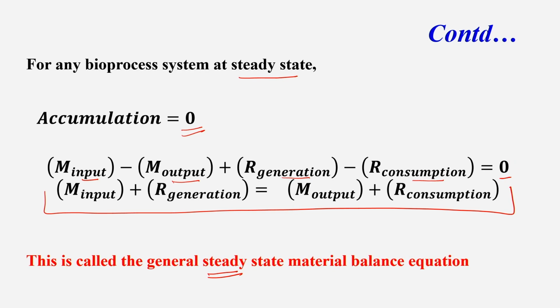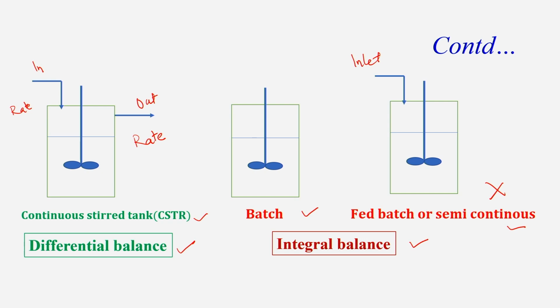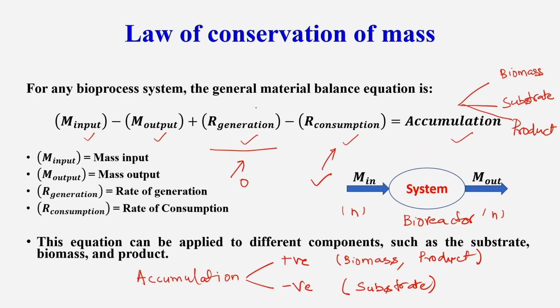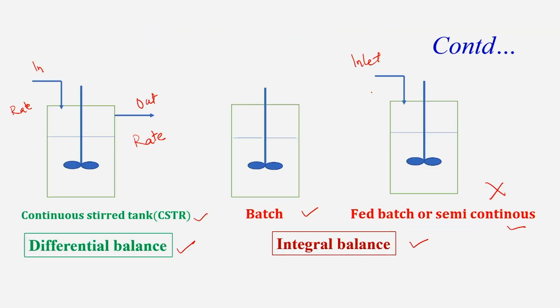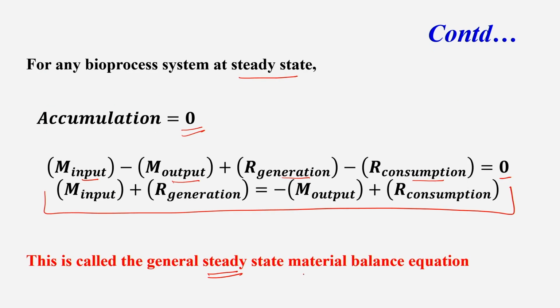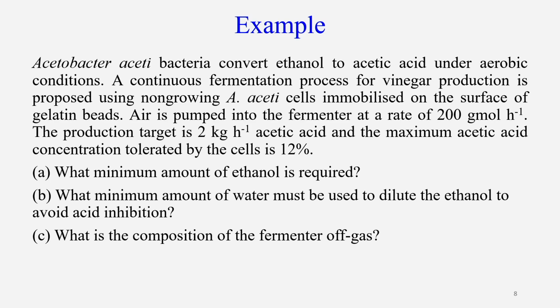So, now you can correlate here. For the batch and the fed batch, we are going to apply the general material balance equation, but for the continuous you have to apply the general steady state material balance equation. So, to understand how this material balance looks like, we will briefly discuss one example.